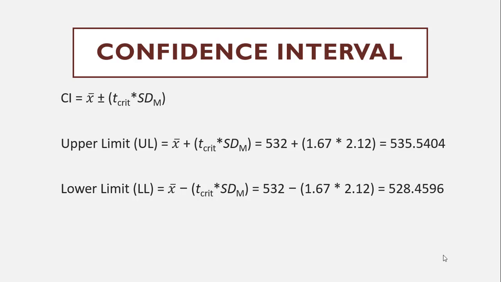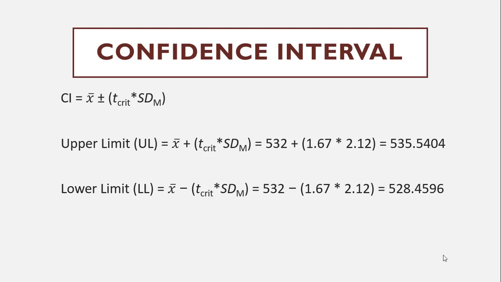We want to know, assuming that our original sample mean is representative of the population, where would we expect the means to fall if we sampled again, if we got a new sample? Well, if we got a new sample, we would expect that the mean for the new sample would fall somewhere between 535.5404 and 528.4596. So what we're doing is quantifying the variability.